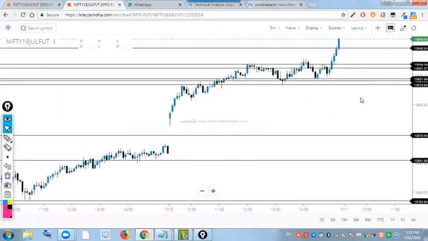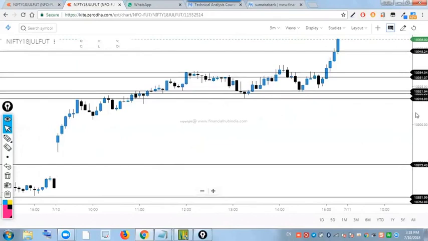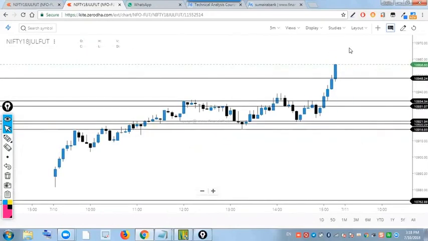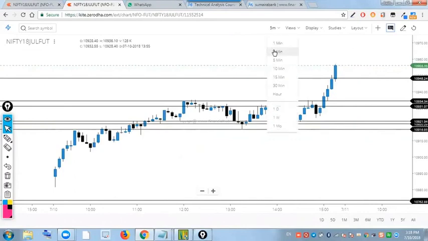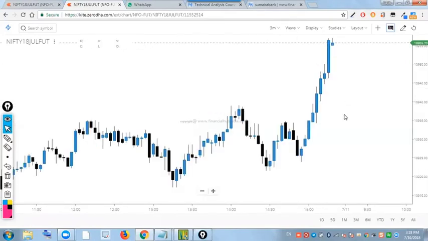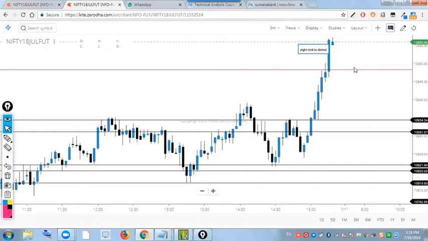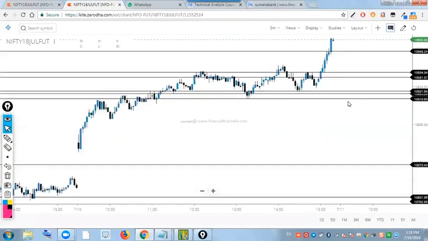Awesome. I don't think it's going to come down today. It's already 320. And if it even comes down, we buy it there, then I guess we'll have to leave the trade over there only.